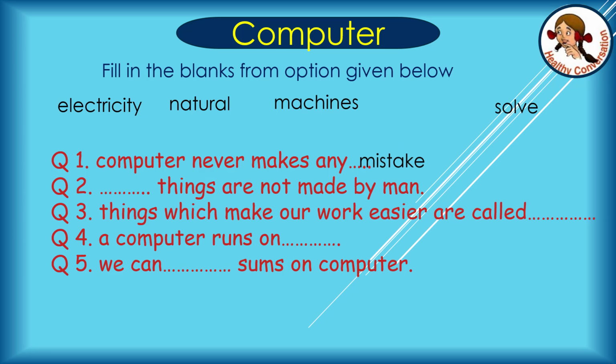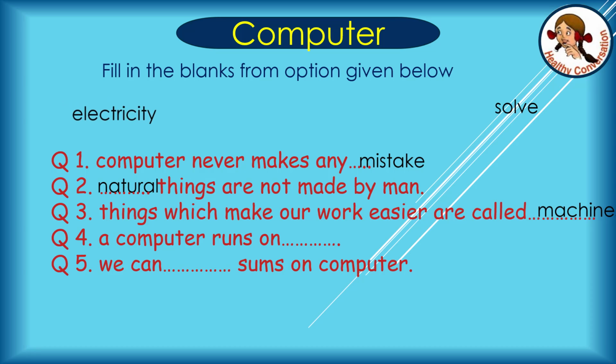Computer never makes any mistake. Natural things are not made by man. Things which make our work easier are called machine. A computer runs on electricity. We can solve sums on computer.